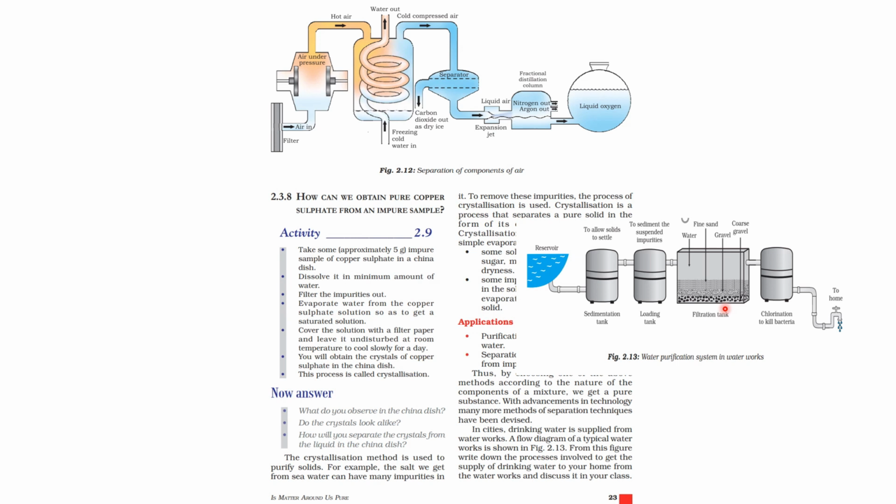Next is chlorination. Finally, the filtered water is treated with chlorine gas to kill the germs. This process is known as disinfecting the water. Now, the water is very clear of impurities and germs.